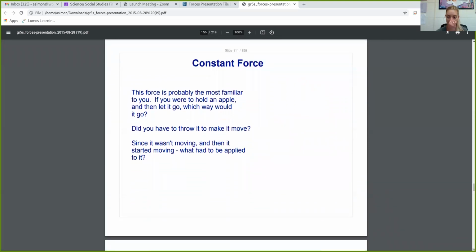So this force of gravity is probably the most familiar to you. If you were to hold an apple and let it go, which way would it go? For example, if I have this highlighter and I let it go, it's going to be pulled down. It's going to fall down to Earth. You didn't have to throw it to make it move, okay? It just fell down. Since it wasn't moving and then it started moving, what had to be applied to it was something that we know as gravity, okay? Nothing touched it for it to fall down, but it was pulled immediately down to Earth when you let go of the marker.